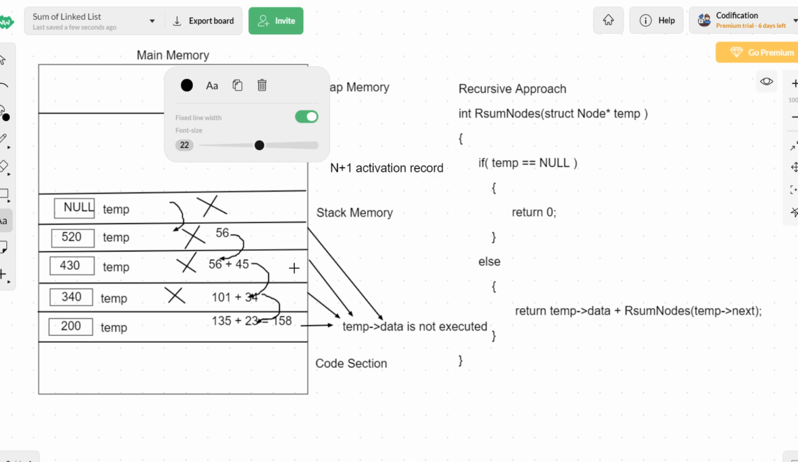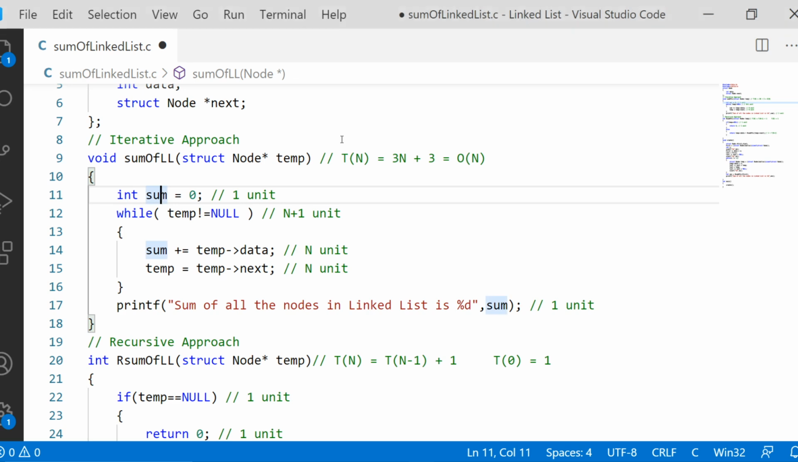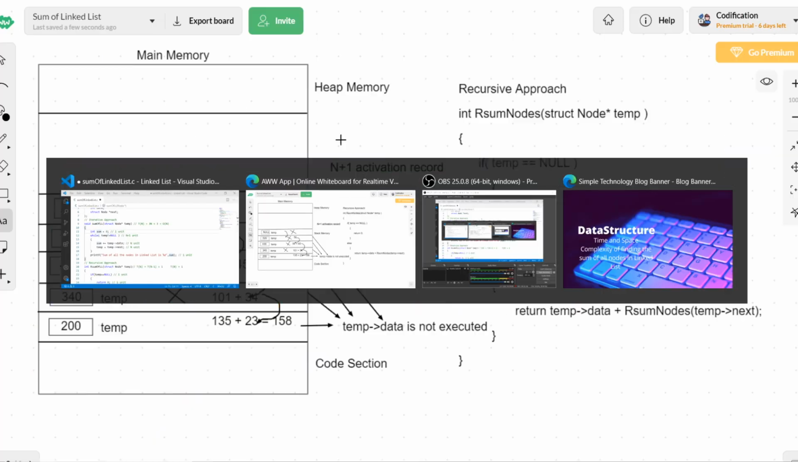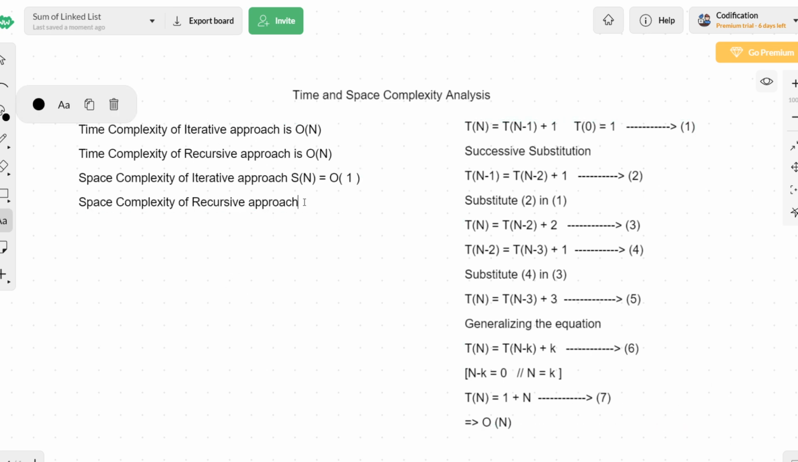So what is n here? The total number of nodes available. For every activation record, how many memory blocks are there? One memory block for the temp pointer. So in every activation record, one block. So in n plus 1 activation records, n plus 1 blocks will be there. So n plus 1 units of space will be required. The space function S of n is equal to n plus 1.